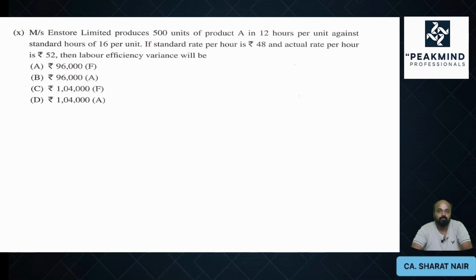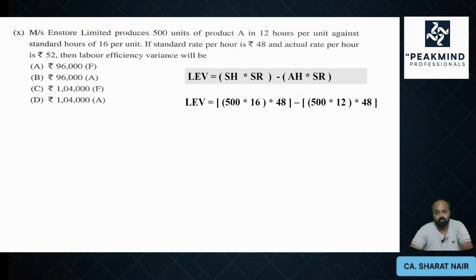Now let's look into the formula for labor efficiency variance. What is the formula? It is standard hours into standard rate minus actual hours into standard rate. Now we need to compute standard hours. How to compute standard hours? See here, actual output is 500 and the standard time allowed for 1 unit is 16. So for 500 units, how much is it? 500 into 16. So SH is 500 into 16. Now what about SR? SR is given, which is nothing but 48 rupees.